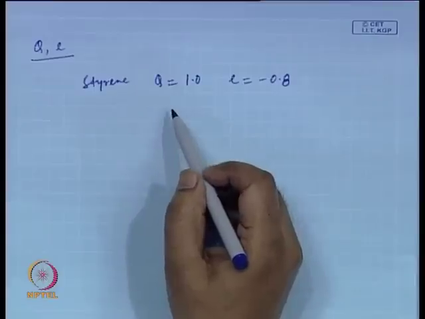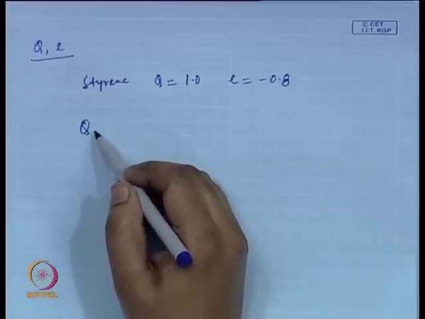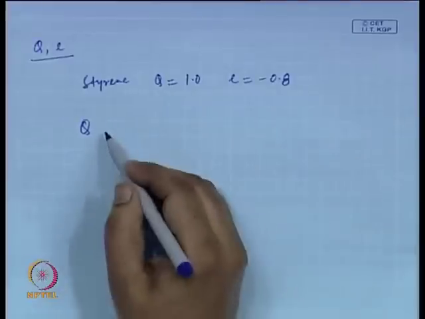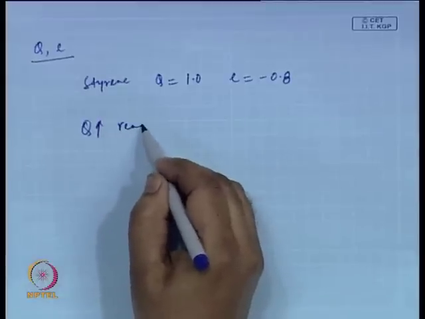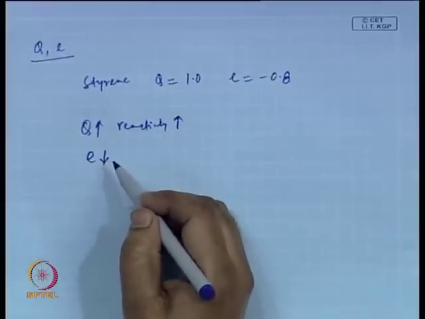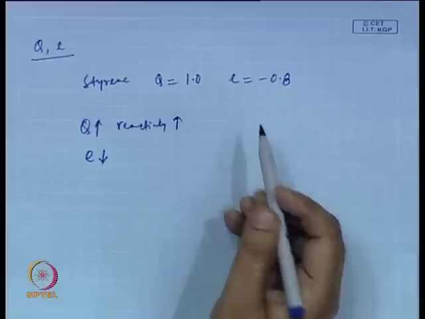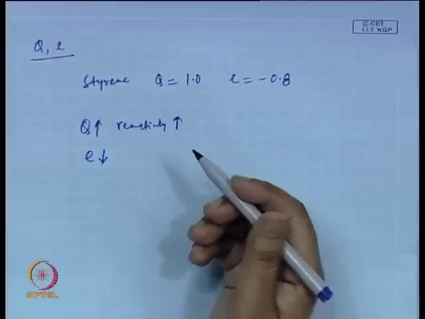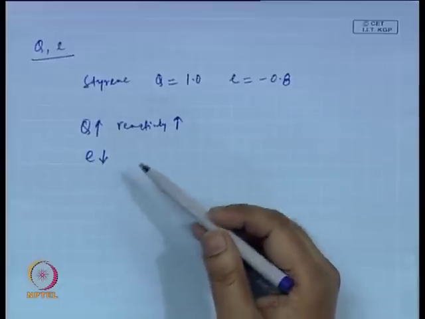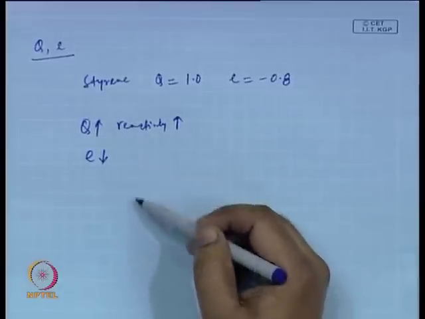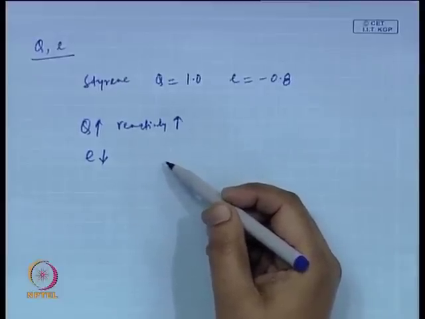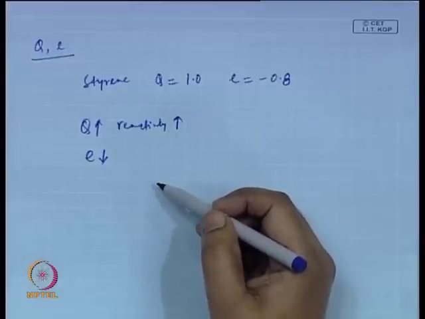Now, obviously Q is a measure of reactivity, as we have seen, and E is a measure of electrostatic charge. So, if Q goes up, the reactivity will go up. The value of E is a measure of electron density, electrostatic charge, on the double bond. If there is an electron donating group, then the electron density or electrostatic charge will go up, and the E value will go up. And if there is an electron withdrawing group, which reduces the electron density on the double bond, and hence the electrostatic charge, it will be a lower number.